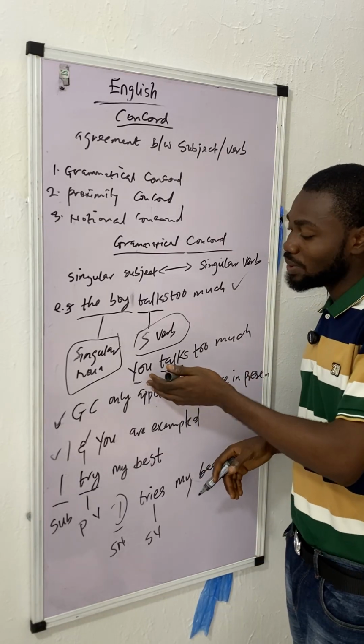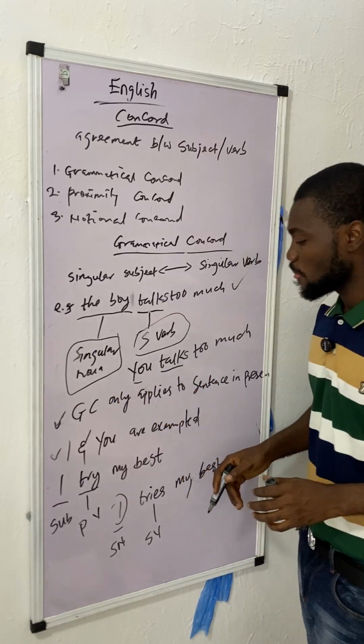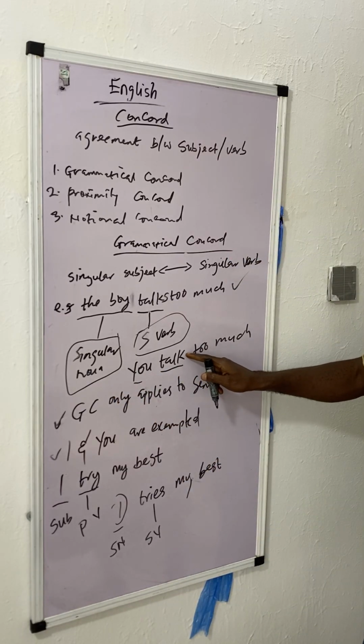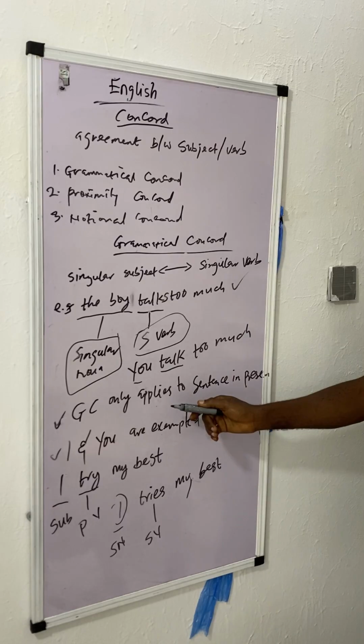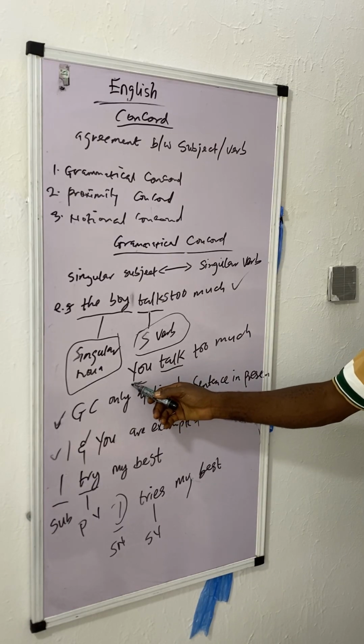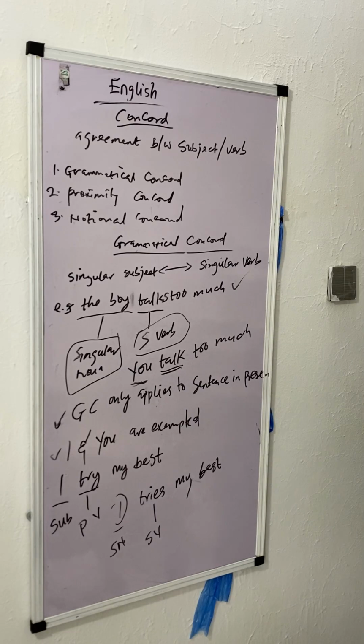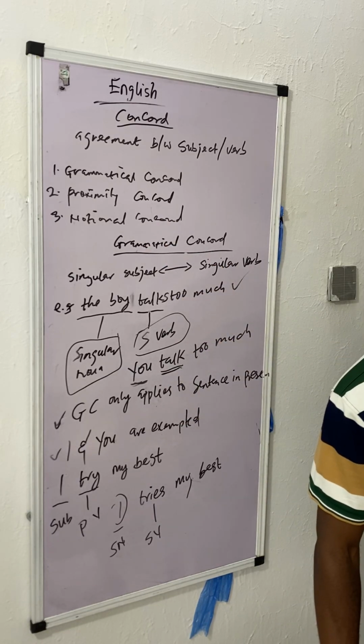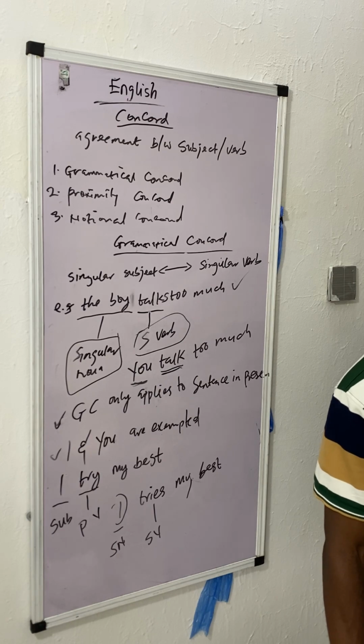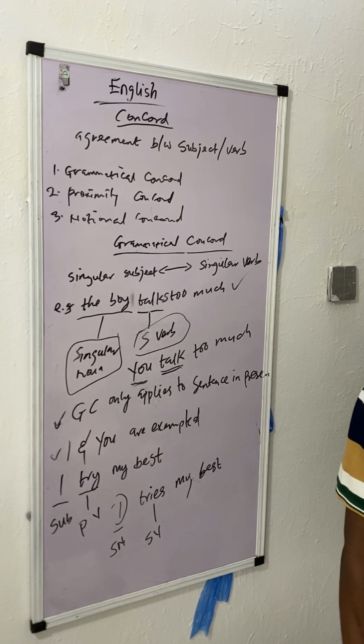But since it's wrong to apply the law of grammatical concord, though we have you as the subject, we remove the s from talks and make it talk. Okay? So this is a singular noun and this is a plural verb. All right? Singular noun, plural verb, not obeying the law of grammatical concord. All right? Let's look at the next. Let's pick proximity concord next.